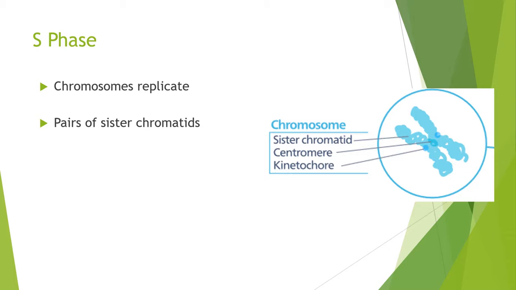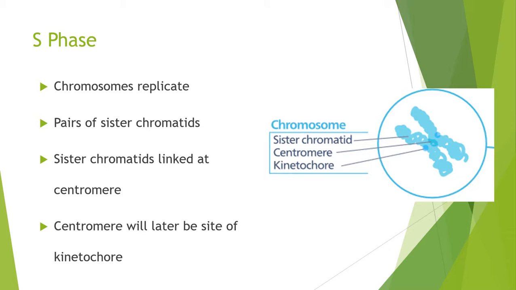And so, of course, if you replicate each chromosome, then you're going to create pairs of them, and here they're called sister chromatids. And as you can see, the sister chromatids are linked at a point called the centromere. And later on in cell division, the centromere will be the site of another structure called the kinetochore.